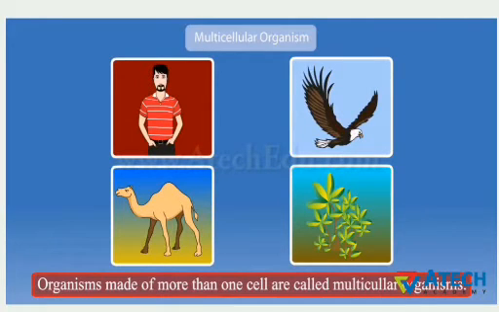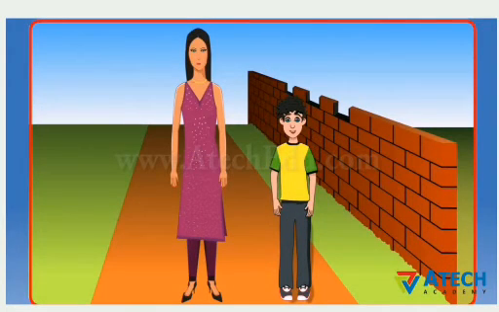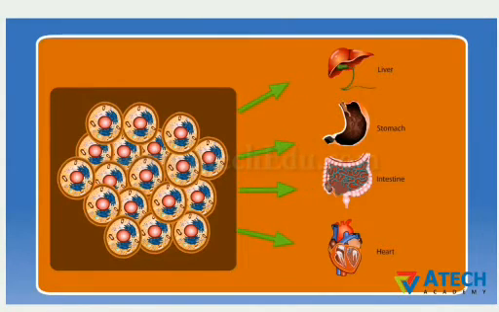Do these unicellular organisms perform all the functions like us? Yes, a single-celled organism performs all the necessary functions that multicellular organisms perform. They capture and digest food, respire, throw out their waste material, and reproduce. In multicellular organisms, these functions are carried out by groups of specialized cells forming tissues, which in turn form organs.